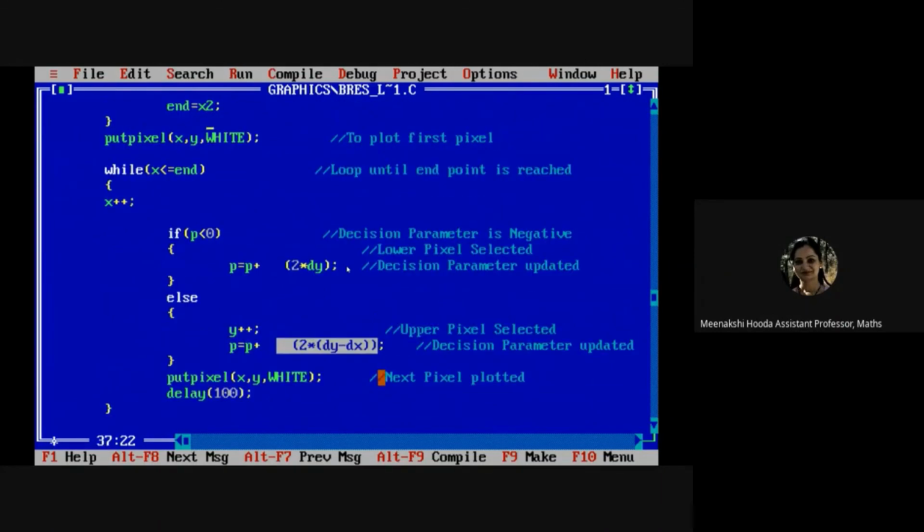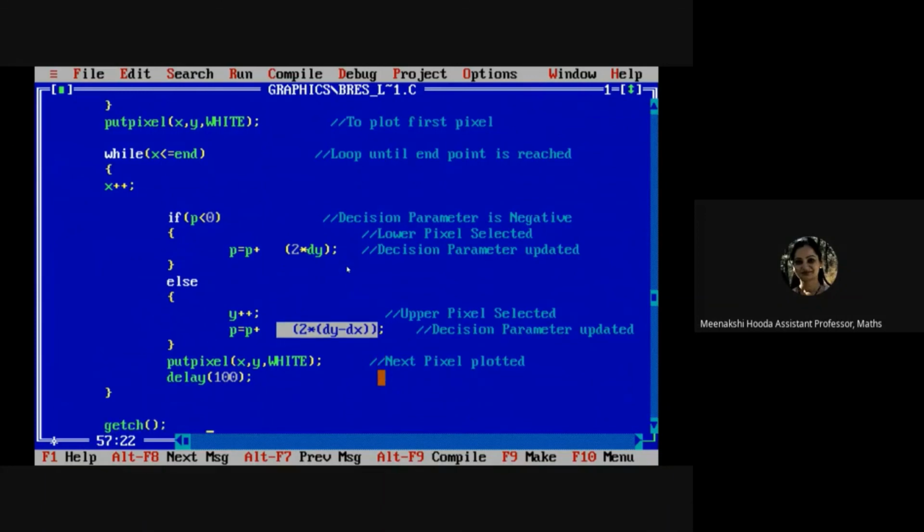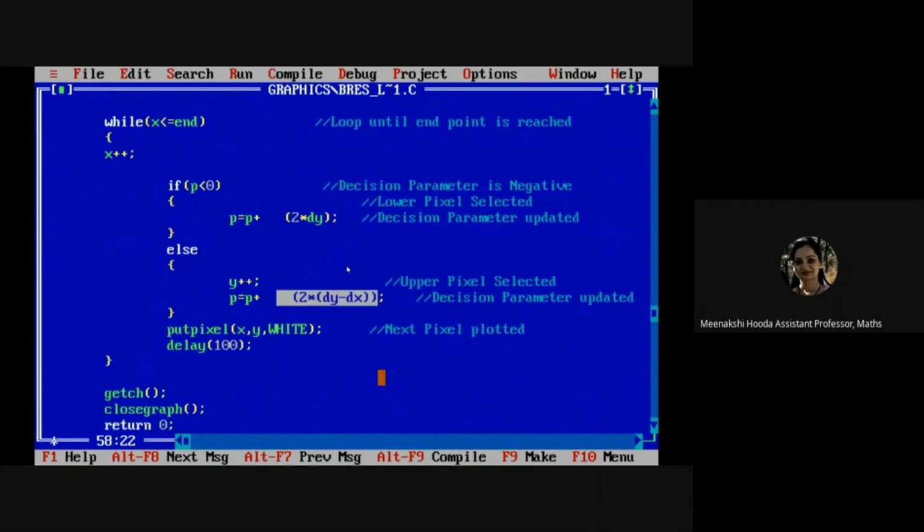So it will continue until the whole line is drawn, until the value of x reaches the end of the line, the end pixel. And it will continue in this way. Then getch and closegraph. The closegraph is an inbuilt function which will be called, and it will unload all the graphics libraries, and also it will change the mode of the screen from the graphics mode to the text mode.